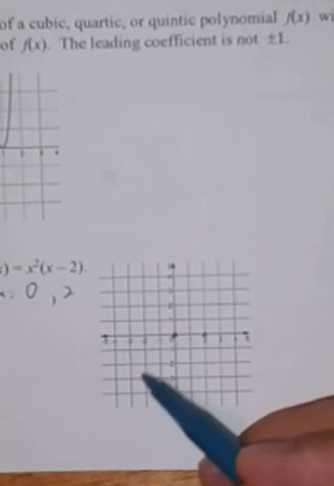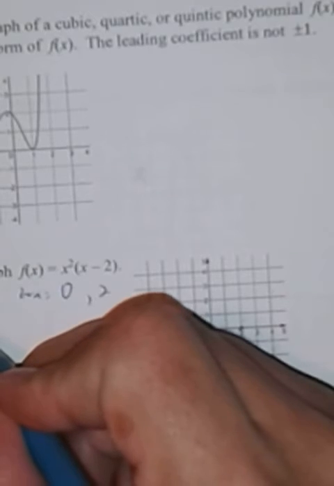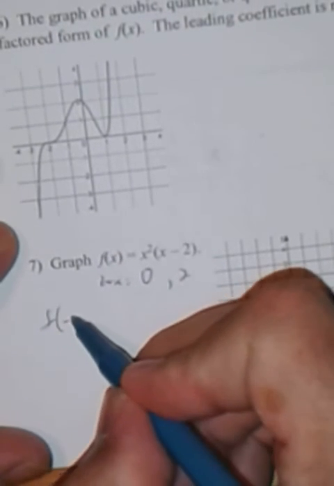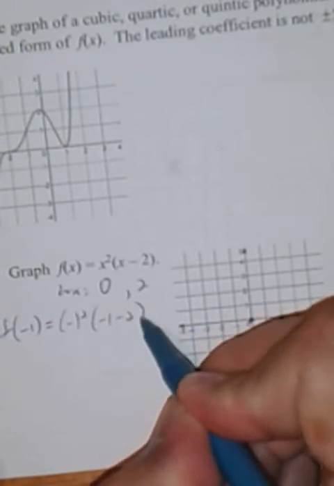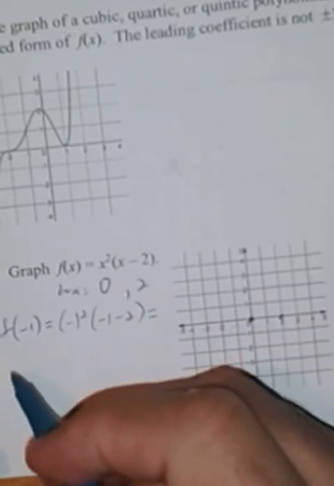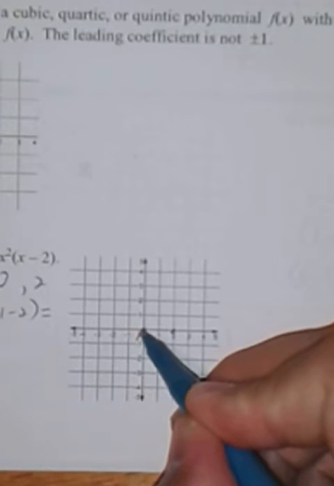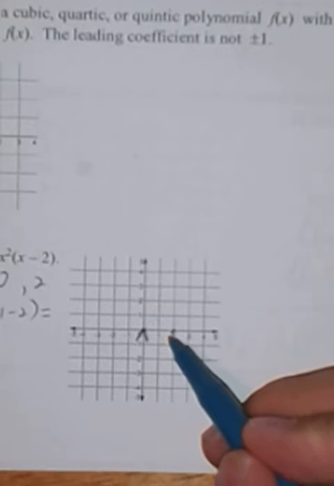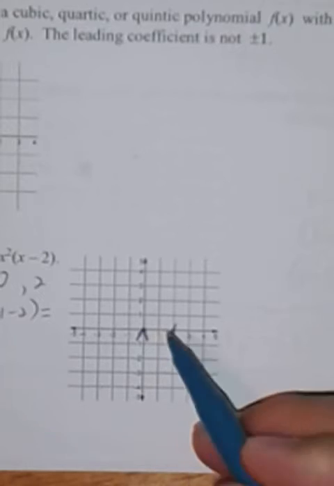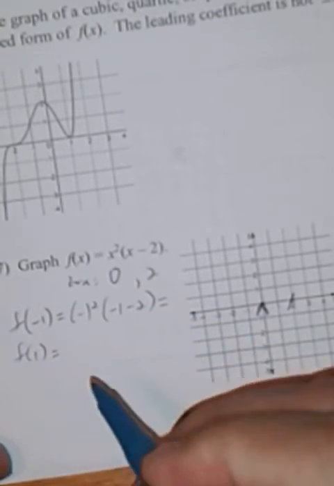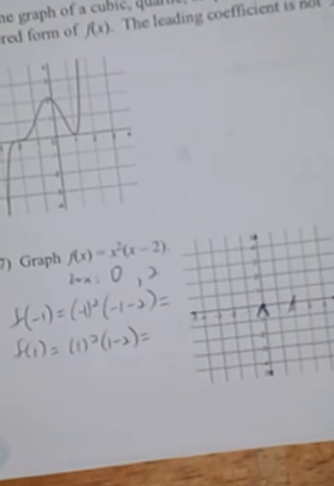But we want to know, like, over here, where's a point that the graph goes through. And I'm just going to find f of -1. So f of -1 would be -1 squared times -1 minus 2. And that'll give me some number, right? And I'm also going to find right between here, because remember, it's going to bounce off like that. Over here it's going to go up that way. But I need to know down here, so I'm going to find f of 1, just to give me a good idea where it goes. So f of 1 would be 1 squared times 1 minus 2, whatever I get from there.